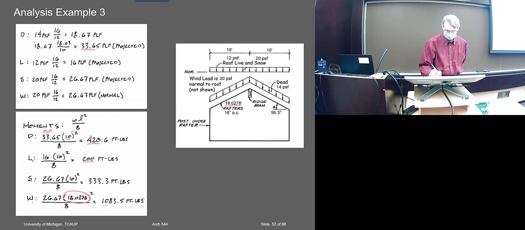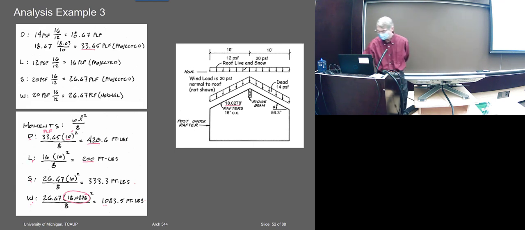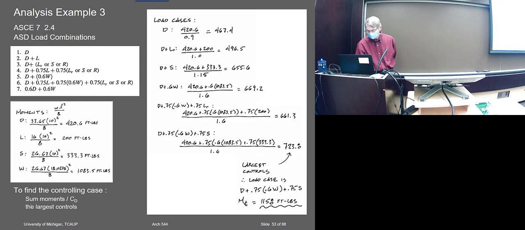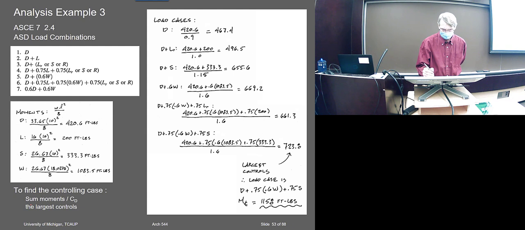So I've calculated the moment in foot-pounds for each of those loads, and now I can just add them together in the combination. According to ASCE 7 here, these are the combinations for ASD that I want to consider. So we've got dead load. There's the dead load, that's that guy.